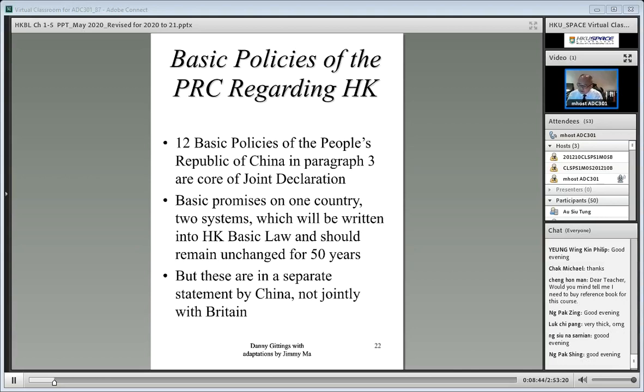And apart from these books, I must mention a very useful resource. I can't remember whether I mentioned it last time. And that was the Department of Justice website. You go to that website, look for the Basic Law, and it contains very useful information. And that is within the legal context, both explanation of the various provisions and also a collection of cases, very different cases.